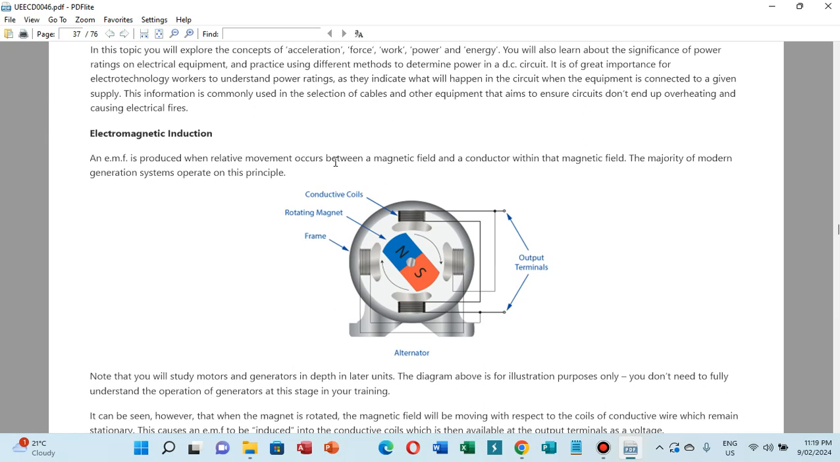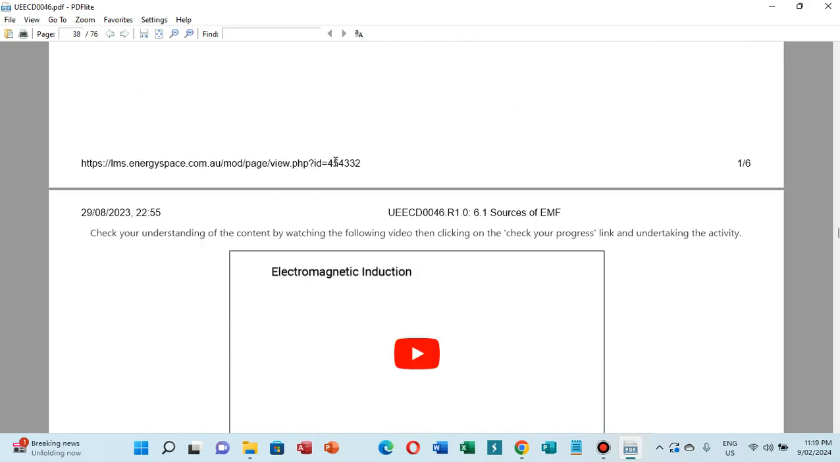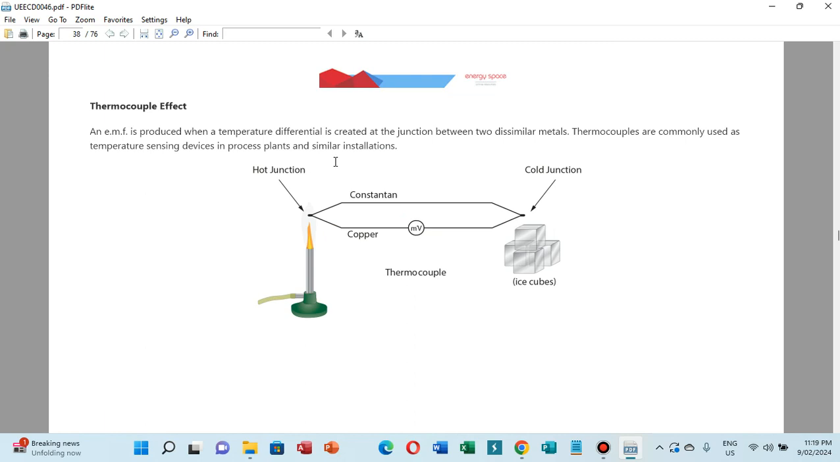So this is the example of the electric motor. An electric motor operates on the principle of electromagnetic induction. Similarly, we also see the thermocouple effect.